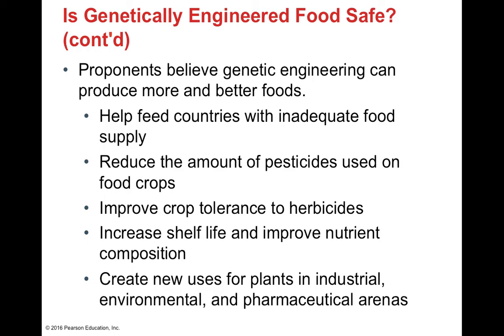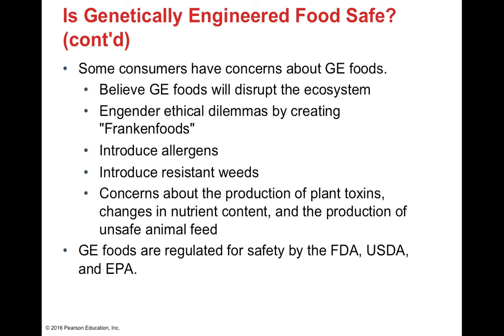So proponents of genetic engineering will tell you that it produces more and better foods, and it's certainly going to be beneficial for countries that have an inadequate food supply, and that they're going to be able to create more food biomass in smaller areas. It also allows a reduction in the amount of pesticides used on food crops, improves the tolerance of crops to herbicides, increases the shelf life and improves nutrient composition. This is going to be very beneficial in third world nations. Improving the nutrient composition mainly so that we can end up getting things that might be deficient in their diet back into their diet by adding it to food that they would normally eat, like golden rice. And this also allows us to create new uses for plants in pharmaceutical arenas, industrial and environmental arenas.